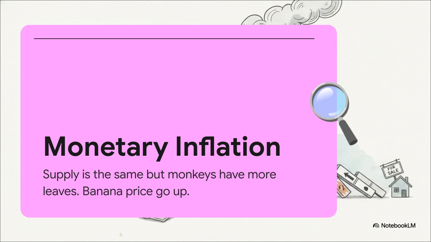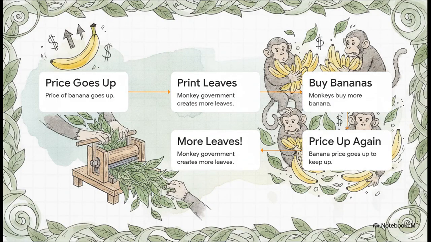But suddenly, the monkeys just have way more leaves in their pockets. With so many leaves suddenly flooding the jungle, the currency itself actually loses its purchasing power. The price of the banana goes up purely because the money, the leaves, lost value. And you can see how this dynamic can easily trigger an escalating disaster, right? We call it the hyperinflation spiral.